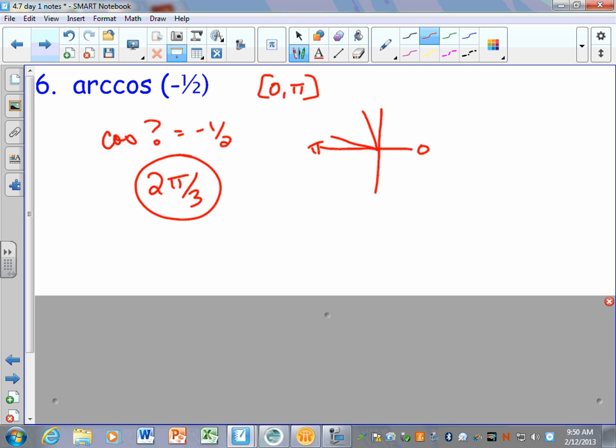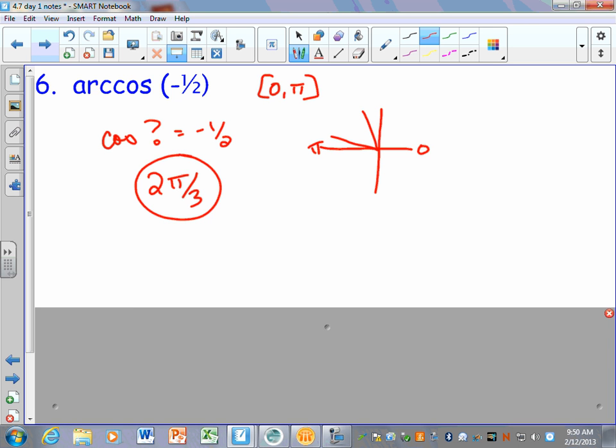And maybe you just have 2 pi thirds on your paper because you have a unit circle off to the side that you're looking at. And I'm okay with that. It's just you got to know how to do this when it comes time for a test. How do you feel about that? It's not terrible, right? I don't know.